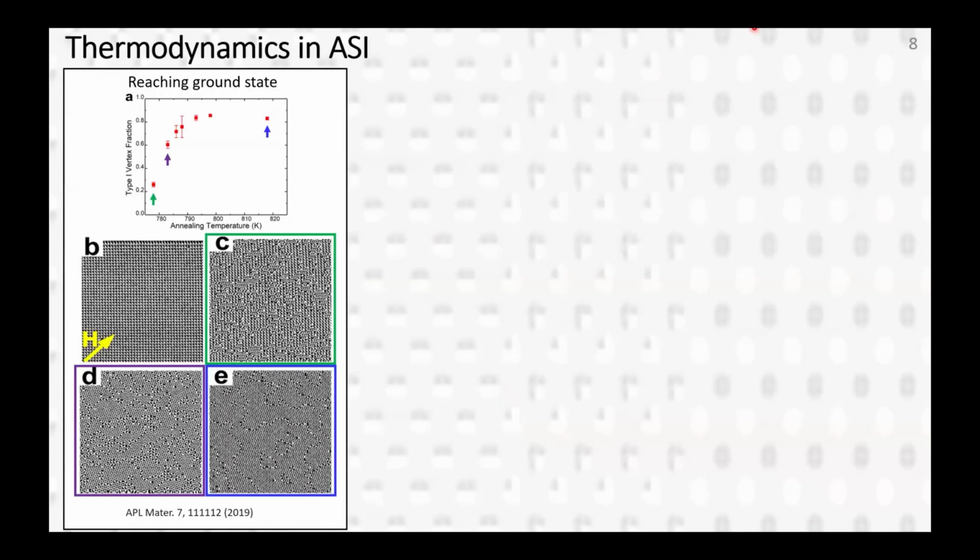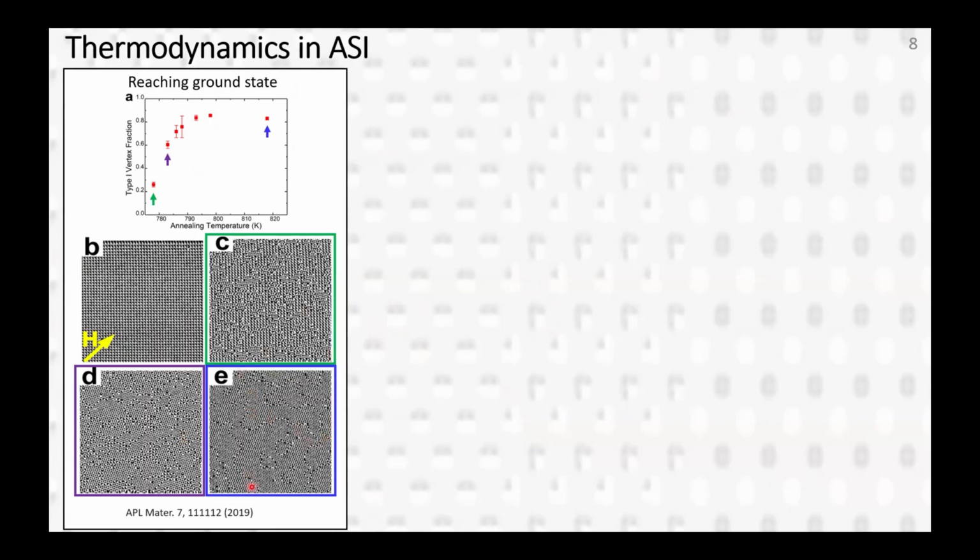The original intention was to look at thermodynamics in artificial spin ice. For example, in this study, they look at how annealing temperature affects the state. They start with saturating the sample, and then they apply different temperatures and see what state it ends up in. And you can see in this image here, even when they anneal the temperature, you still have these dislocations.